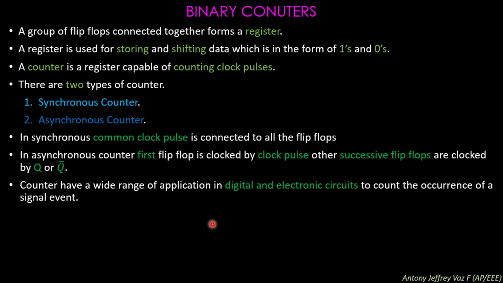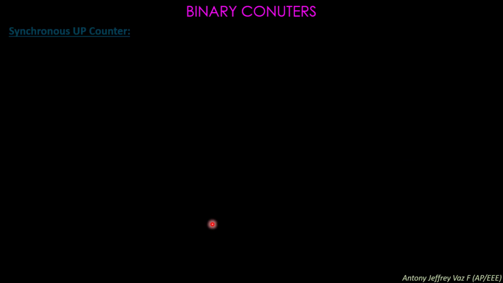Counters have a wide range of application in digital and electronic circuits, and these are being used to count the occurrence of a signal event. So if you need to know how much amount of time or how much quantity of the signal is being present, or how much the square pulse is generated, how much the positive edge of the square pulse is generated, then at that time you can use a binary counter.